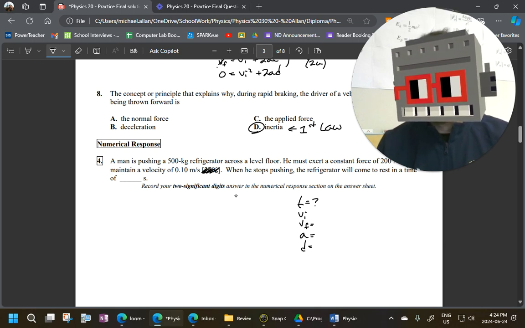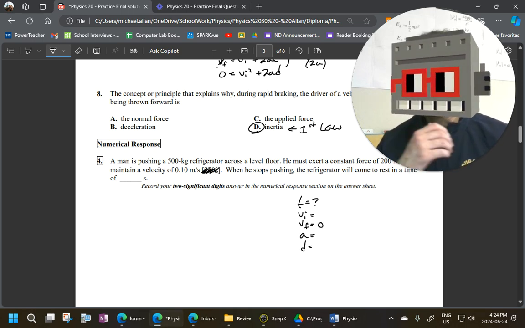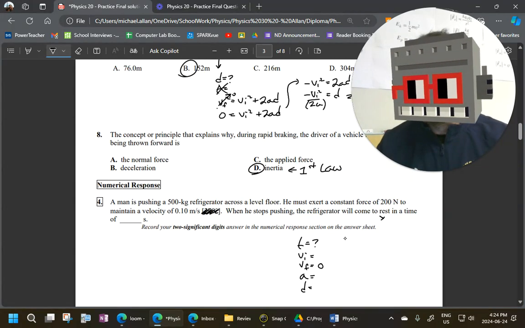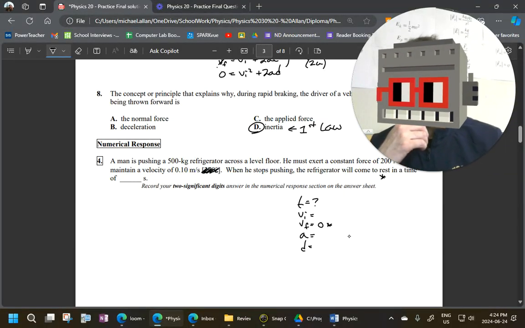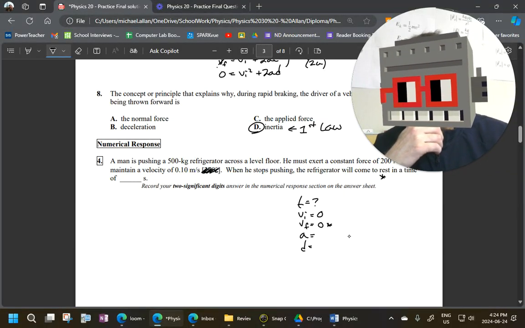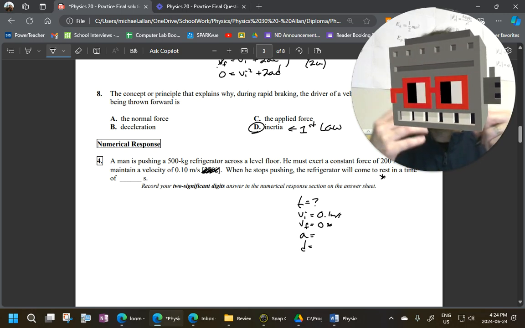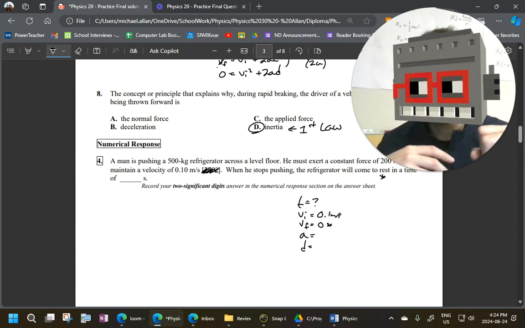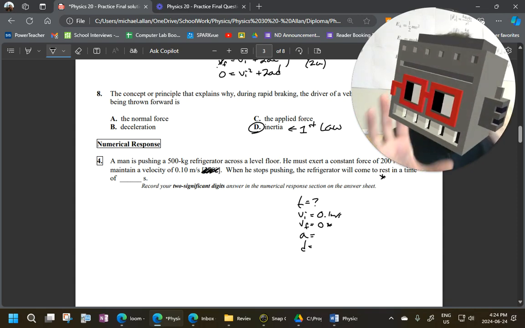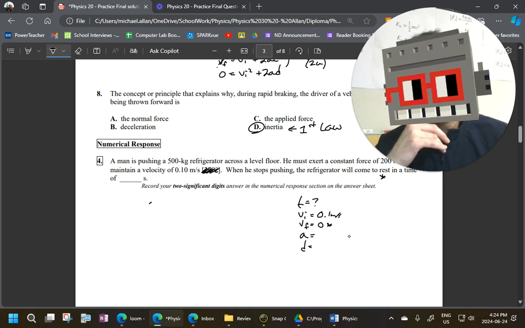All right, so my VF, it comes to a rest. So my VF is going to be 0 because it comes to that rest there. Okay, we don't know VI. Oh, I do. It's got a nice constant velocity here. Then you stop pushing, it's going to come to a stop. So it's going to start off with that velocity, come down to a 0. So I need my A or my D. So I'm going to find the A. And to find the A, I'm going to use this F net formula.